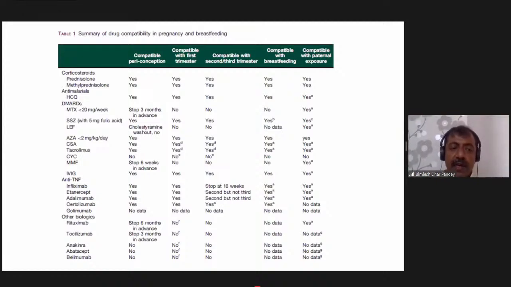What about TNF inhibitors? You can give all the TNF inhibitors till the second trimester. You can give in the third trimester only one special type of TNF inhibitor, which is not available, which is satralizumab. And in the biologicals, rituximab and tocilizumab, again, you need to take care that they should not be given near pregnancy. So that's it.